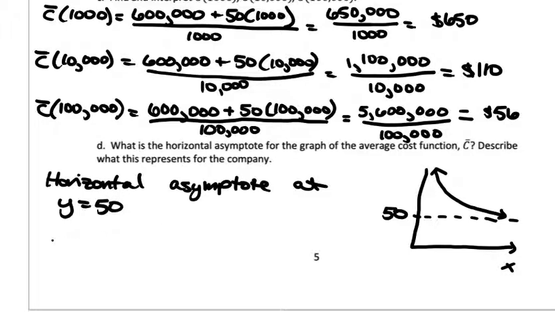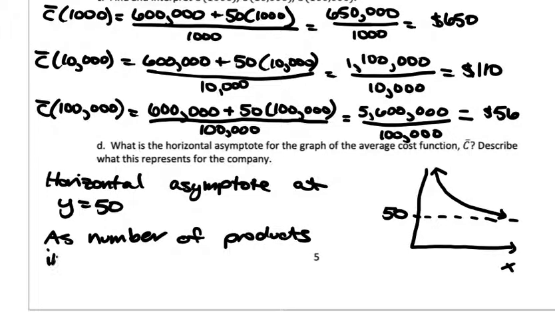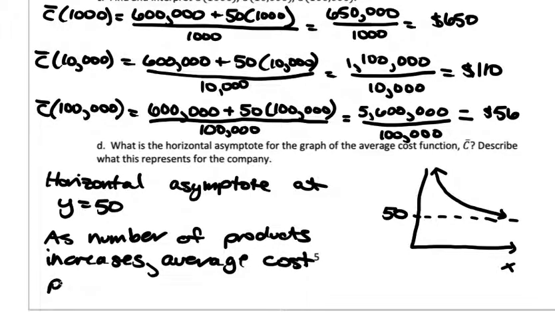And what this represents for the company is as number of products increases, the average cost per product approaches $50.